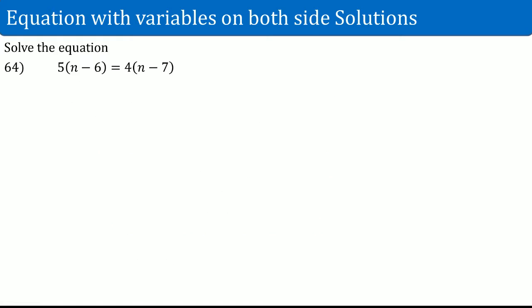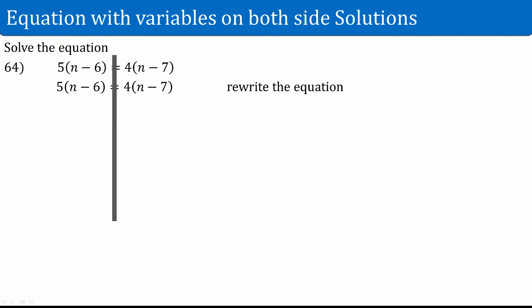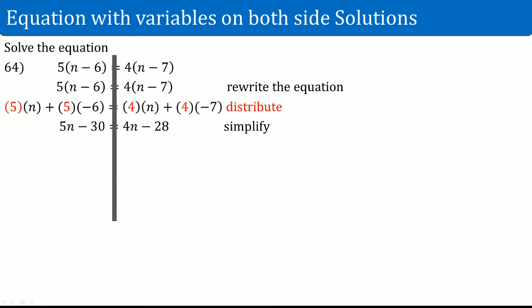Okay, 64. Rewrite the equation. Draw the line straight down. You have the distributive property on both sides. 5 times n and 5 times negative 6. My right-hand side, 4 times n and 4 times negative 7. What do you have left over on the left? 5n. 5 times negative 6 is negative 30. My right-hand side, 4 times n is 4n, and 4 times negative 7 is negative 28.